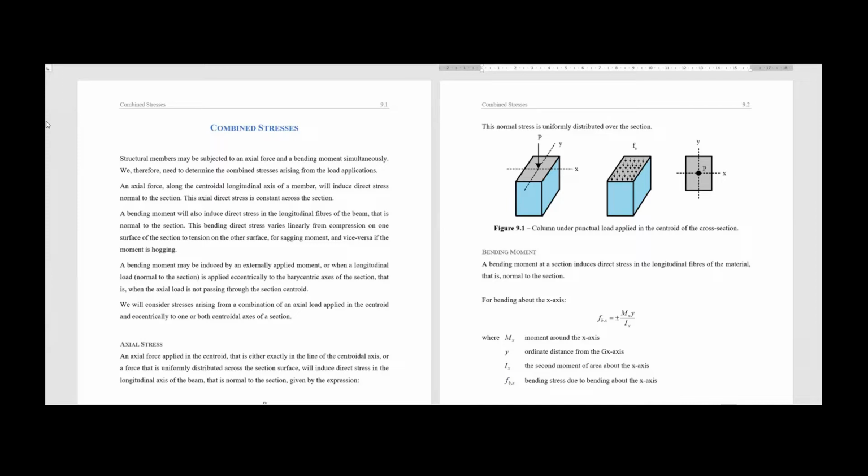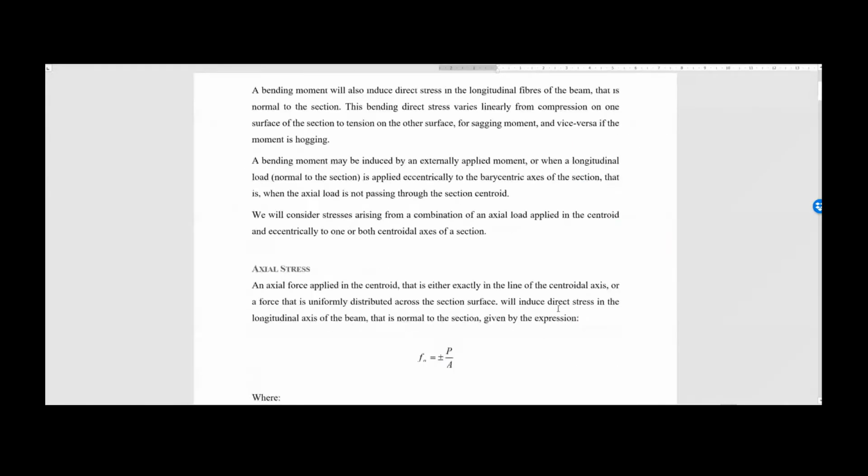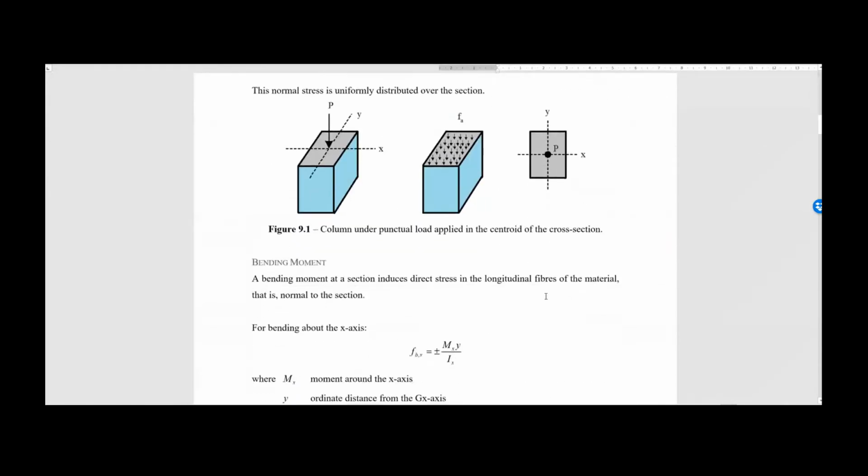Then we're going to recap a little bit about combined stress. Combined stress is the analysis of structures where we have a combination of axial stresses and bending stresses. We said that we are going to study columns in particular, and this is the first scheme we have in here.